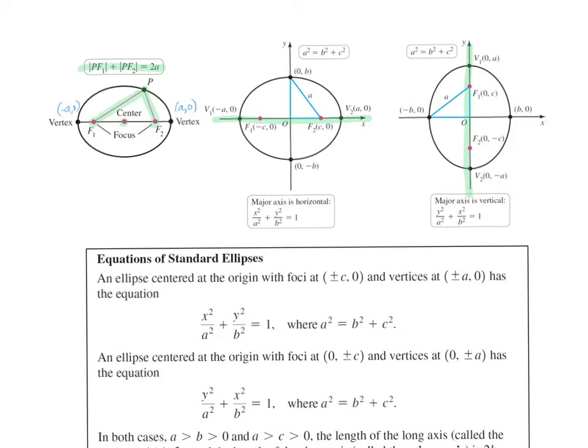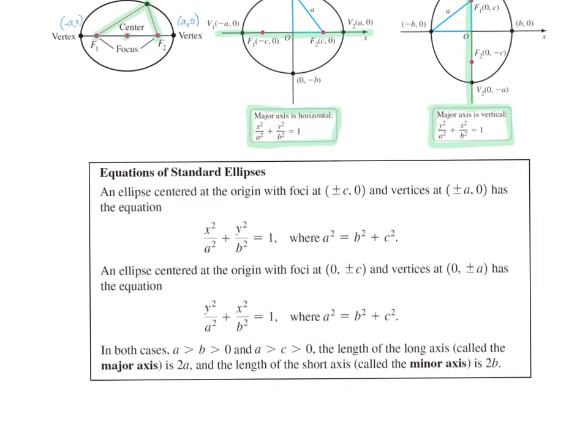Now if you look at the corresponding equations in these little boxes below, in this middle one where the vertices are on the x-axis, the equation is x squared over a squared plus y squared over b squared equals 1, where a is your vertices. If you look at the third diagram, where the ellipse is stretched out along the y-axis, that means the vertices are on the y-axis, which means your a squared is underneath the y. So wherever the a is, that's where your vertices are.